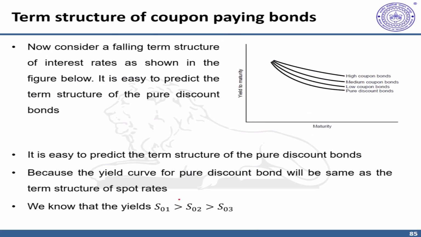In this backdrop, if you know the values of S01, S02, S03, the term structure of a pure discount bond is easier to understand, because these will be the respective yields applied to individual cash flows. The first year cash flow will be discounted at this rate, then the second year, then the third year cash flow. And if the overall term structure is falling of this nature, then it is not too difficult to argue that for any pure discount bond, first year cash flows will be discounted at S01, which is greater than S02, which is greater than S03. So the term structure for pure discount bonds should be declining itself.